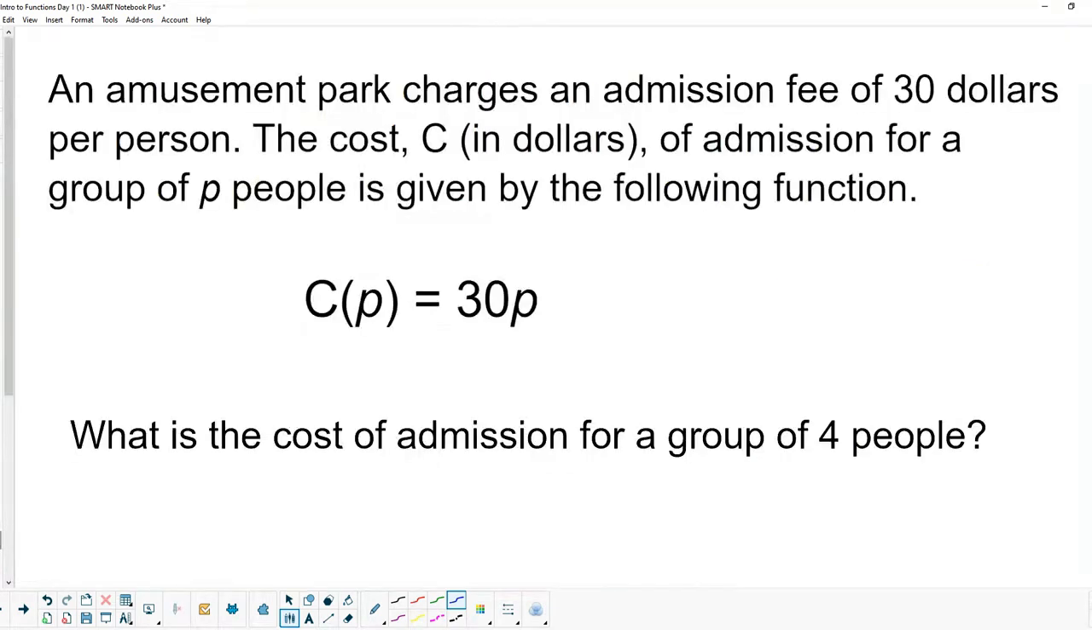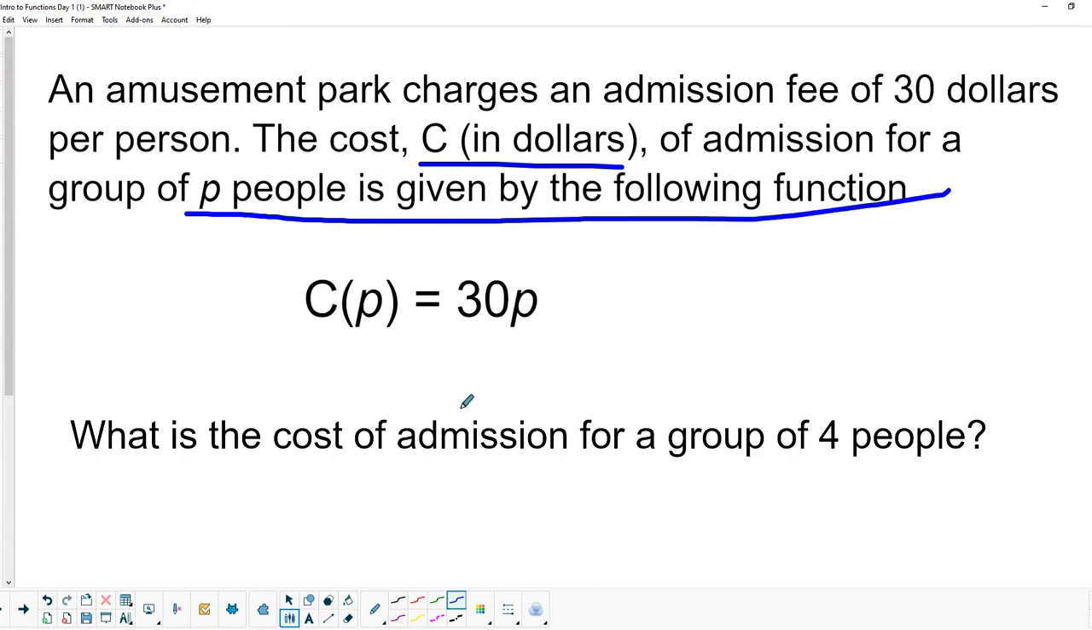Okay, here's a couple of word problems where we've actually got a function. In this case, this function represents cost. So an amusement park charges an admission fee of $30 per person. The cost C in dollars of admission for a group of P people is given by the following function. So what would be the cost if 4 people went?